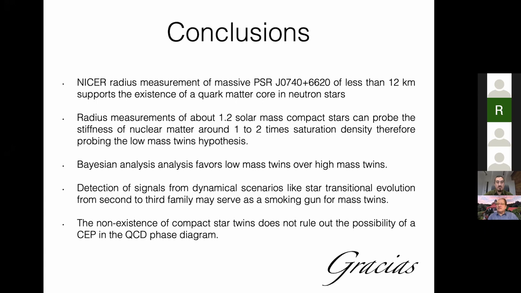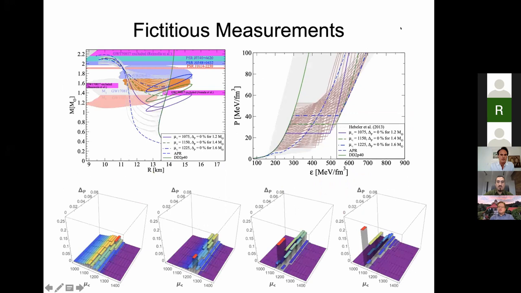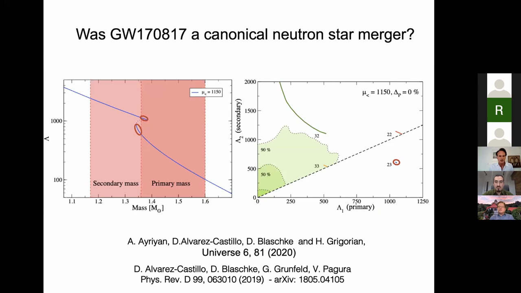So I have a question. Could you please go back to the plot of the tidal deformability? Yes, exactly this one. When I look at the results within this model, I think the 3-3 case would be the best one to describe the tidal deformabilities, which would mean that in this model, you would claim it is more likely that you have a hybrid star merger. Is this right?